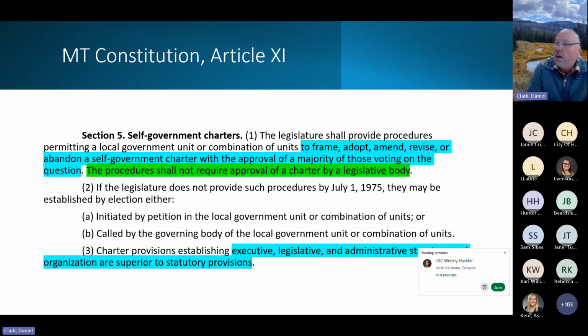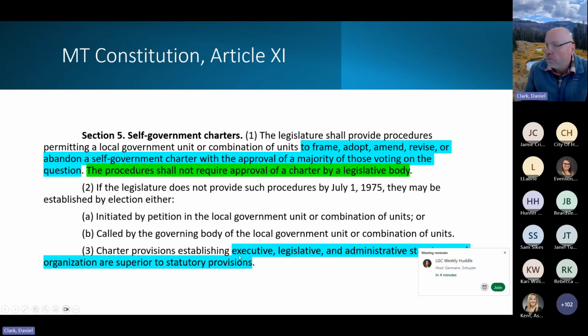So charters, local government can frame any combination of units. Like the Butte-Silver Bow and Anaconda-Deer Lodge, they have a charter, they have self-governing powers, and in that charter, they consolidated their local governments into one, and they've outlined how that's structured. So they adopt, amend, frame it out, they can revise it.